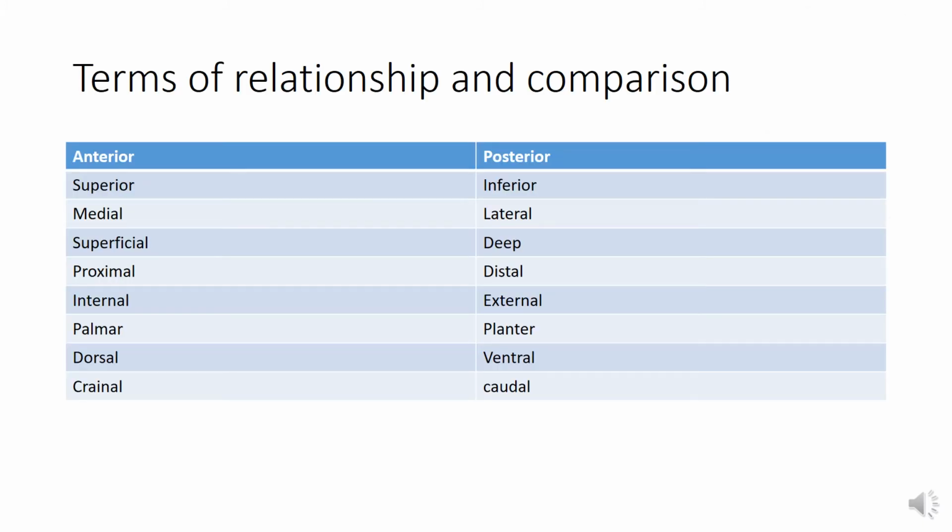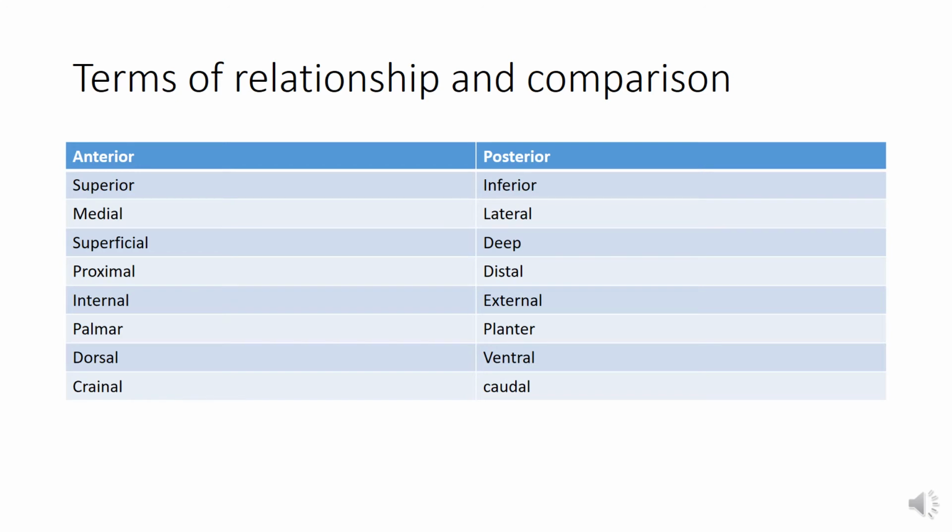Terms of position and comparison. In this heading we will discuss the terms considering the human body in anatomical position. Various terms are used to describe the position or relationship of a structure. They are called terms of position or direction or relationship. Still other terms, called terms of movement, are used to describe the movements at the joint.